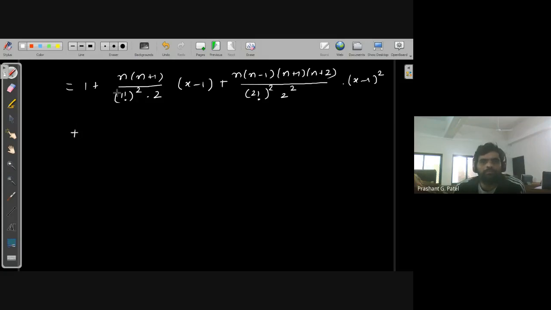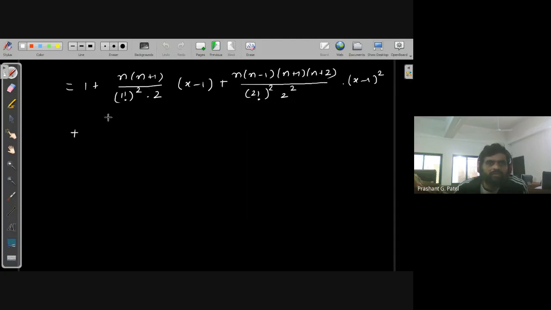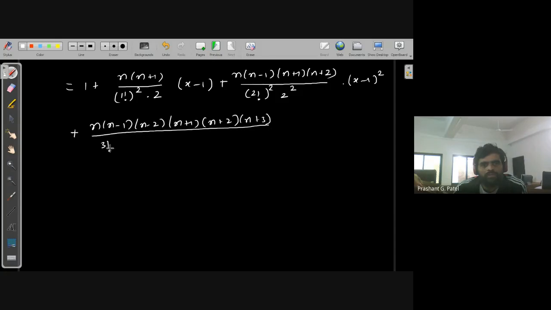In the third term, there are 3 minus signs that come out of this, where minus minus will become plus, and one sign you will change here. So that will give you n into n minus 1, n minus 2, n plus 1, n plus 2, n plus 3 upon 3 factorial square into 2 raised to 3 into x minus 1 whole cube, and so on.